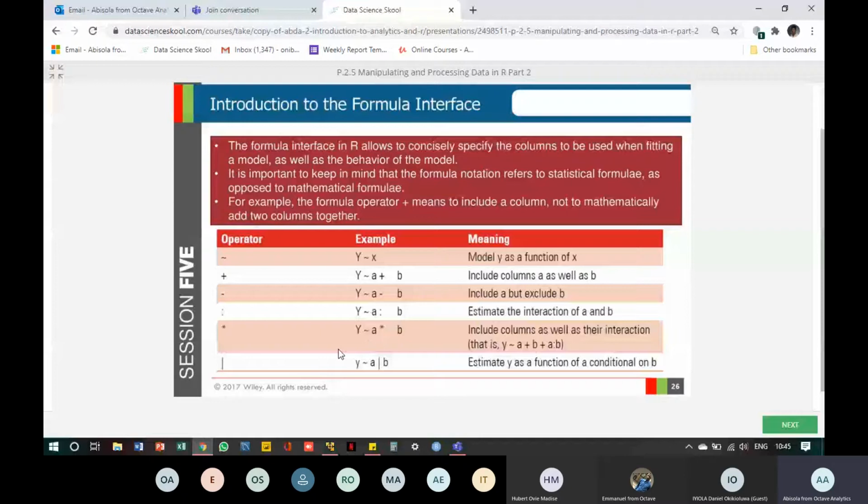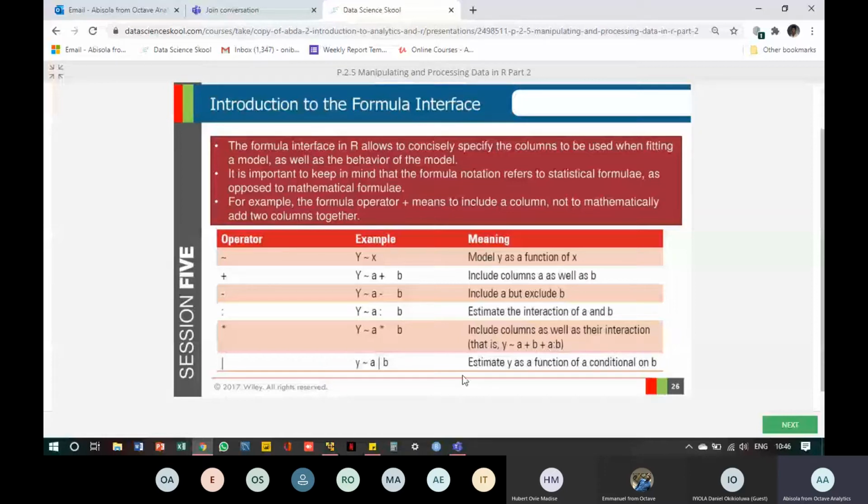This is telling us to include columns as well as their interaction. You can see what it's saying here: A plus B plus A interacting with B. So include A, include B, and include the interaction of A and B. That's what this is telling us. We're going to do it in the practical.